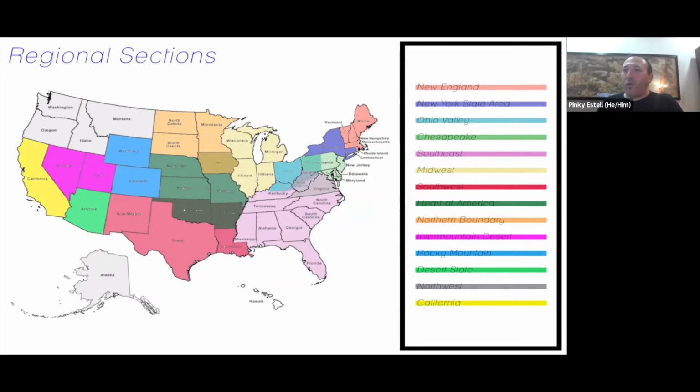Some of the sections are quite large. The Northwest section is ridiculously massive because it has Montana and Alaska, along with Idaho, Oregon, Washington, and Texas and whatnot. So there are some pretty big areas. But the goal is that these sections are trying to work together more consistently throughout the year.